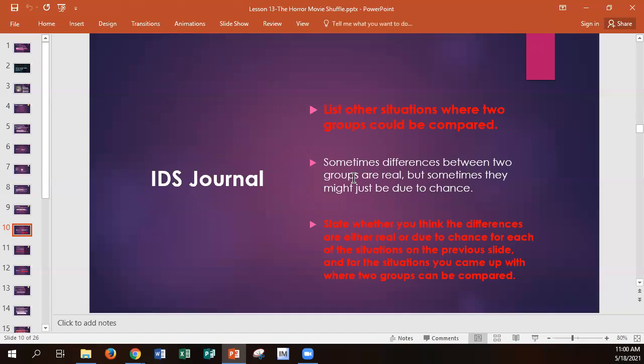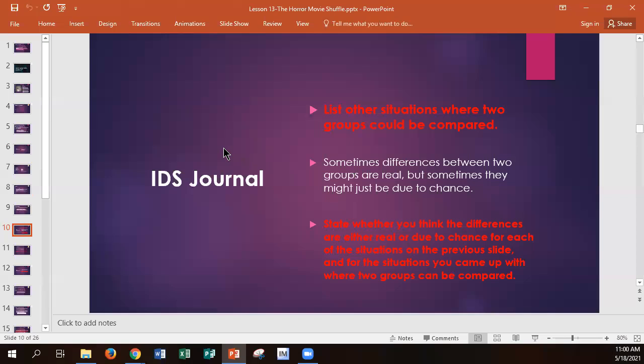After you list your situations, sometimes differences between two groups are real differences, but sometimes they might just be due to chance. So real could mean that there's a bias that we can see, right? Chance could mean I just walked into Target one day and the Target person greeted me and said, hey, and I walked into Walmart and the person didn't say anything to me. And so that's why I said Walmart employees are meaner than Target employees. That's by chance, right? That's not a pattern.